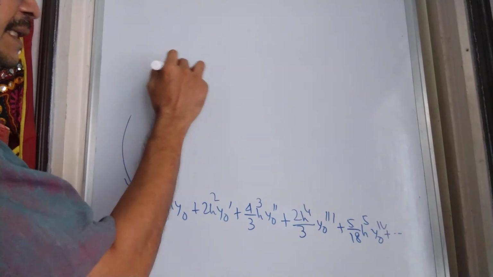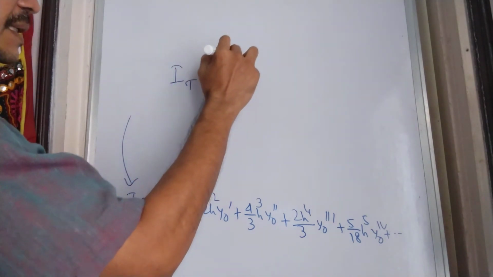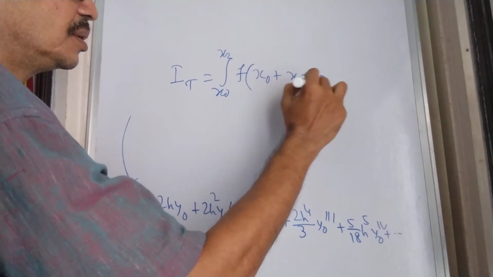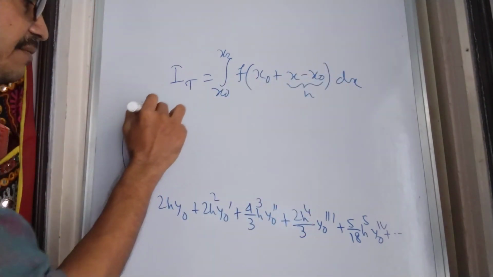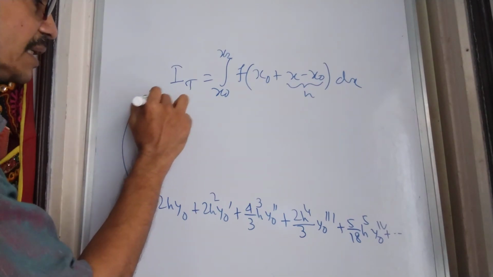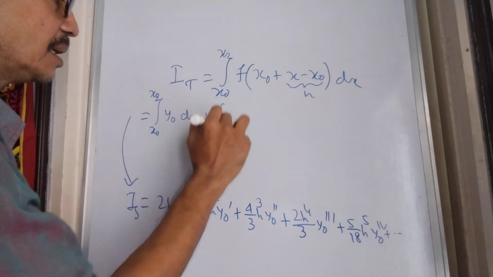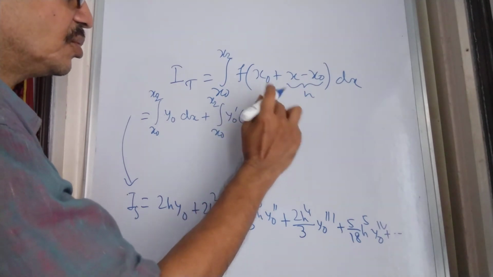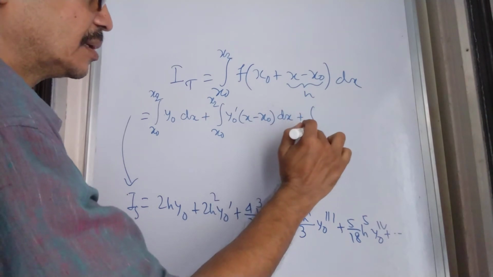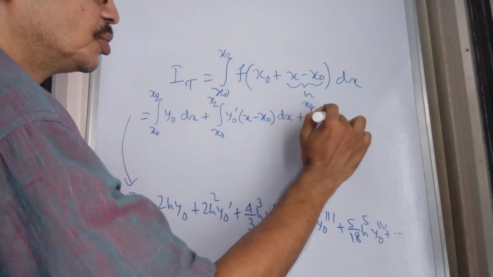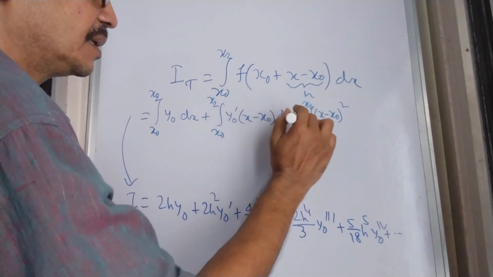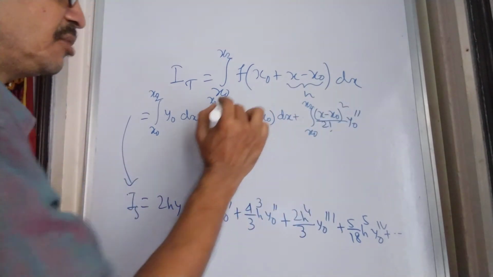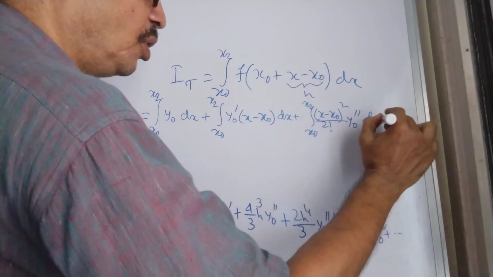When we are interested in the true value, which is the integral from x0 to x2 of the expansion of f(x), f(x0) plus (x minus x0) h, dx, we have nothing but the integral from x0 to x2 of y0 dx plus the integral from x0 to x2 of y0' (x minus x0) dx plus the integral from x0 to x2 of (x minus x0) whole square by factorial 2 times y0'' dx and so on.